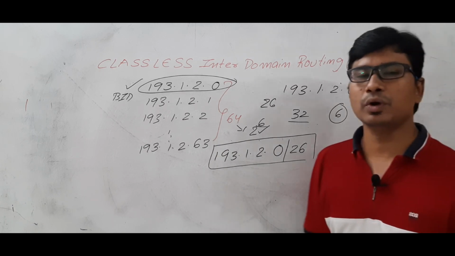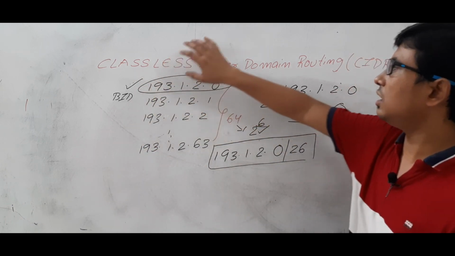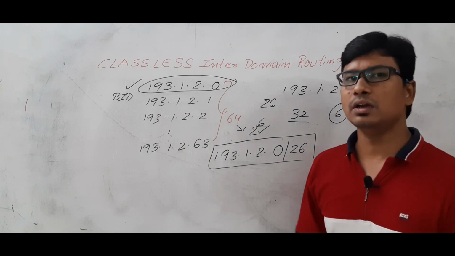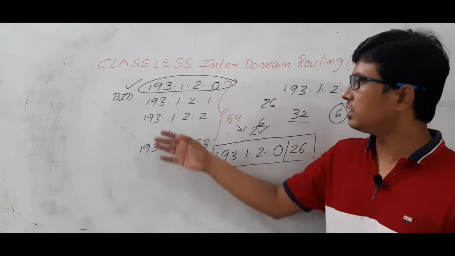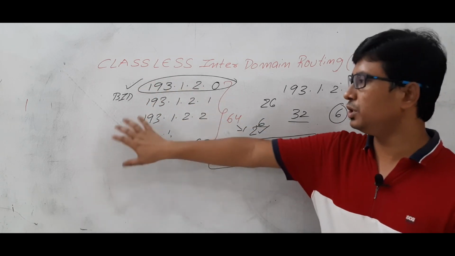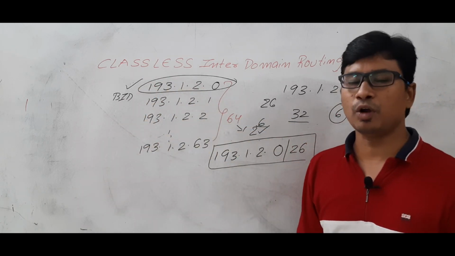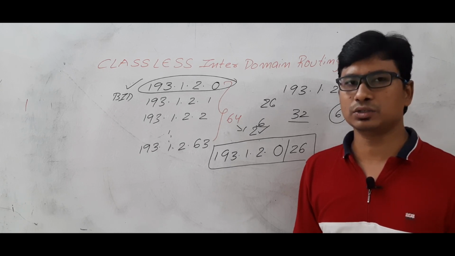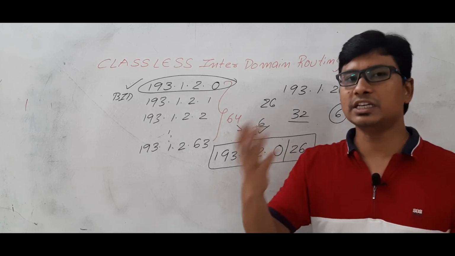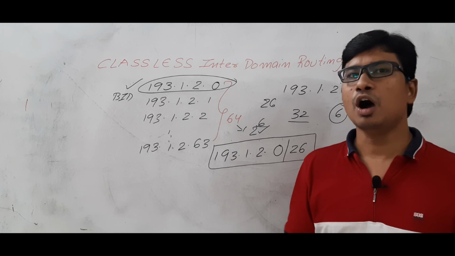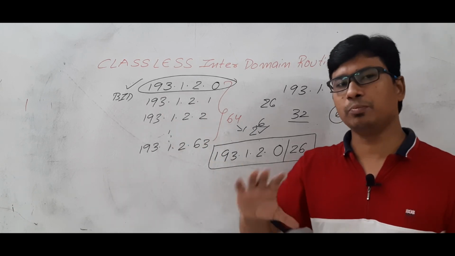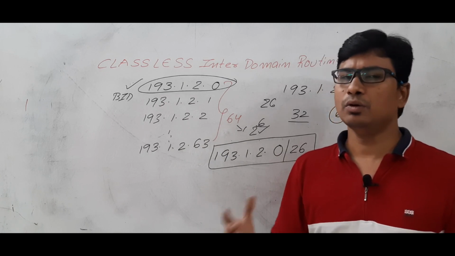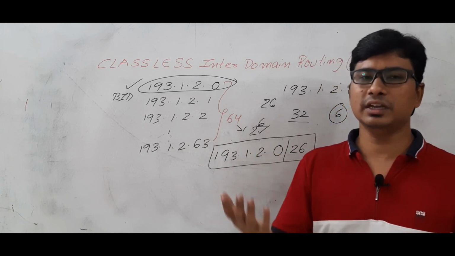So I hope you have understood what classless interdomain routing is, what the drawback of classful addressing is, and what the rules are that you need to check before assigning a block. In the next video, I will discuss how to perform subnetting for this block. Even for a block we can subnet. We will discuss all these concepts in the next video.